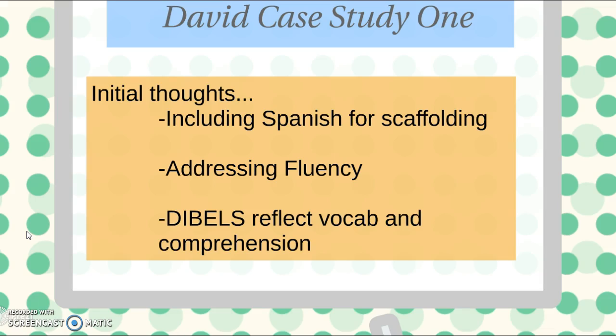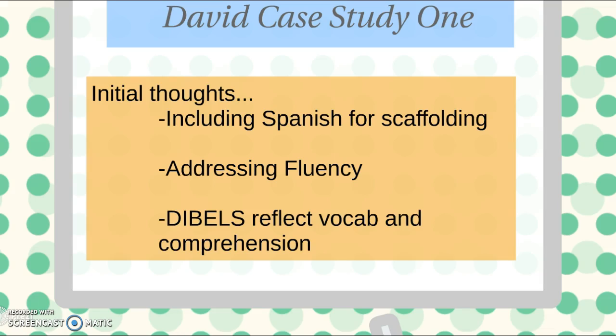A lot of the articles that I looked at or that we talked about in class talked about how having the student master their first language through reading and writing and speaking can actually support their literacy skills in English. So I thought it was interesting that hadn't been done for David and maybe something that the teachers would want to consider. It looks like his biggest issue is with fluency.